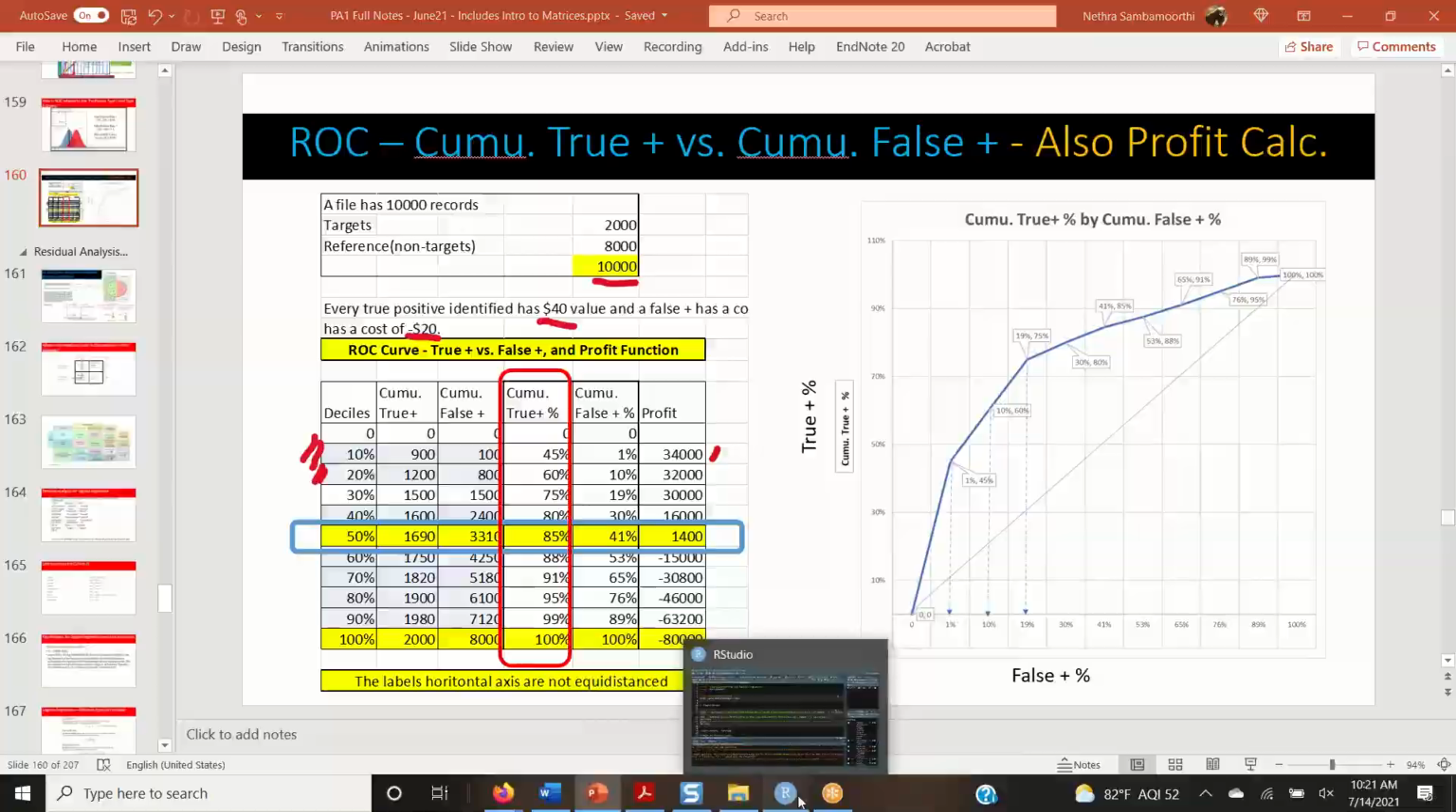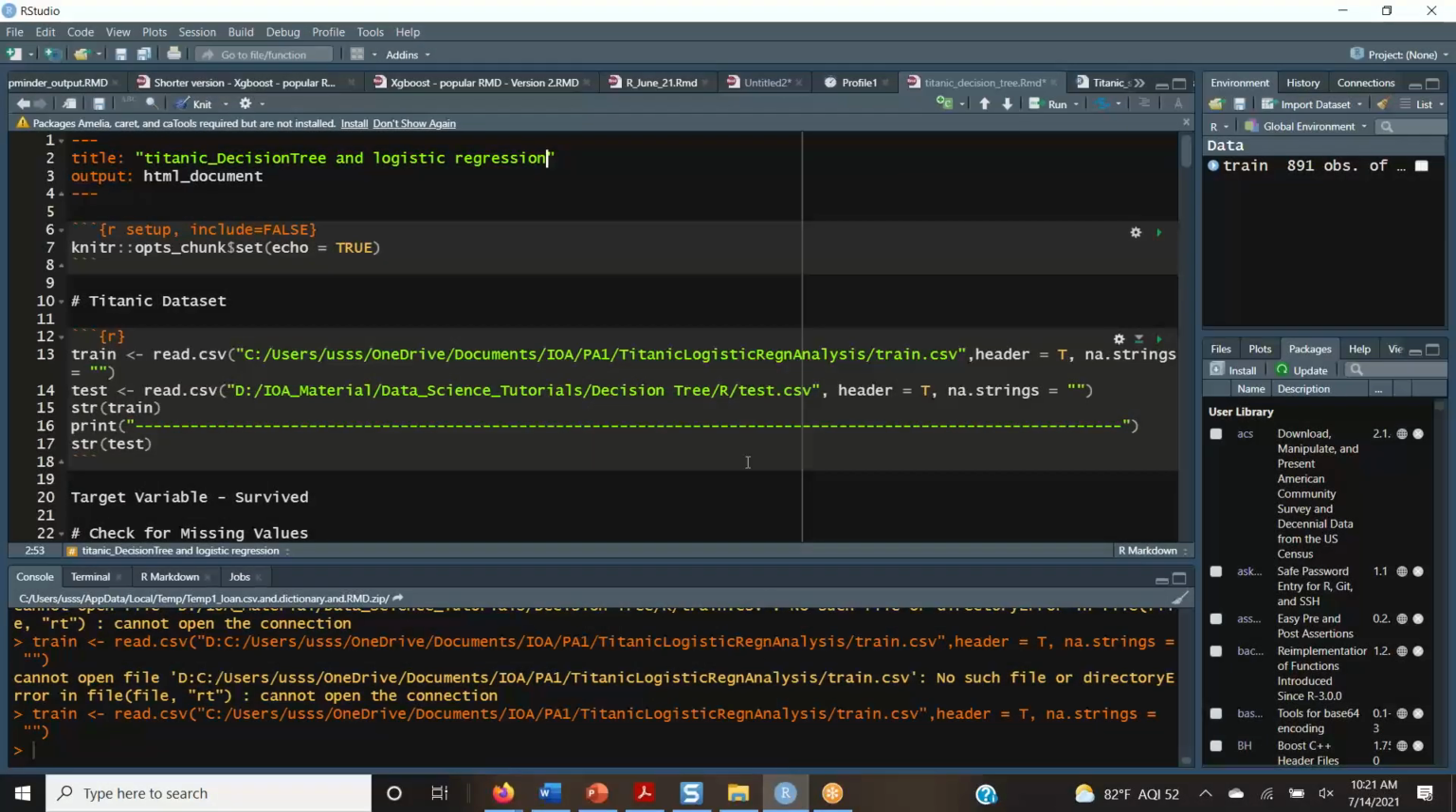So now, with that, I want to go back to the Titanic decision tree and logistic function, and then you'll see another example. That's our purpose. You can take a 5 or 10 minute break. Okay, 10 minutes break, and then we'll start again.